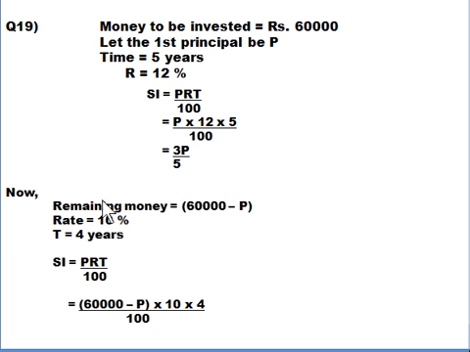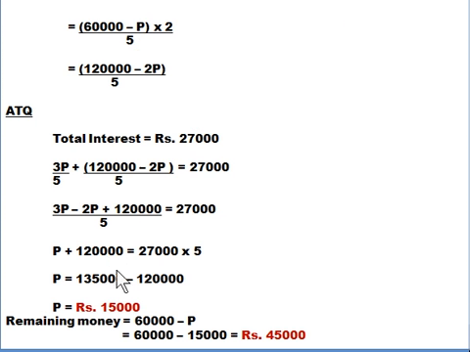Now in the second case, the remaining money is invested. How much money is left? We have invested P out of 60,000. So the money left will be 60,000 minus P. Rate is given as 10%, time is given as 4 years. Again applying the formula of simple interest, which is PRT upon 100, you are going to get the value of simple interest as 1,20,000 minus 2P upon 5.